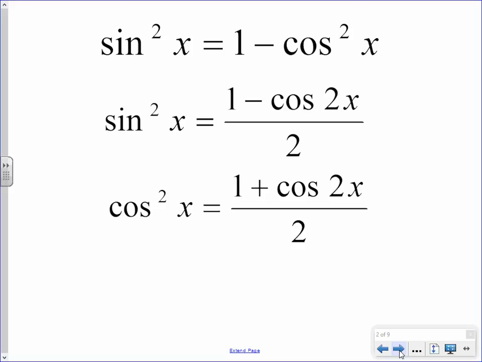I want you to notice how here the angle is x, but here the angle is 2x. It doubles, right? So if the angle is 3x here, what would it be here? 6x. If it is 10 theta here, it would be 20 theta there. That's the relationship you need to remember.